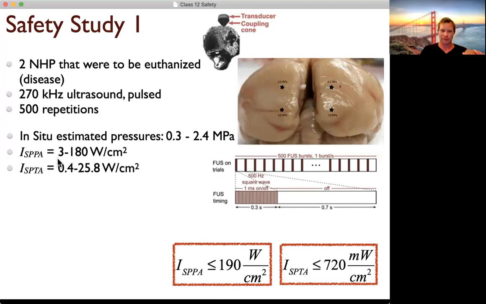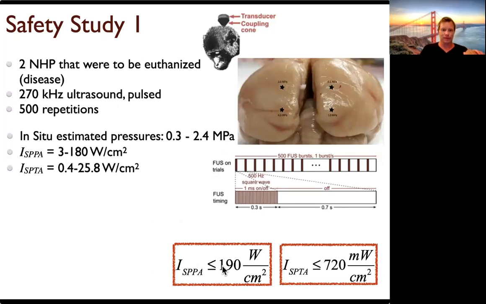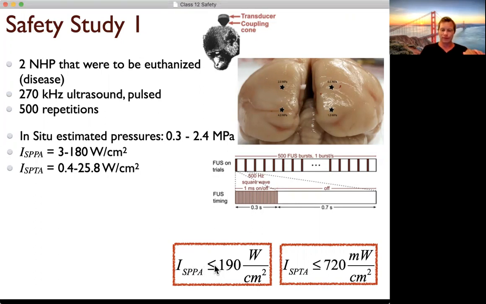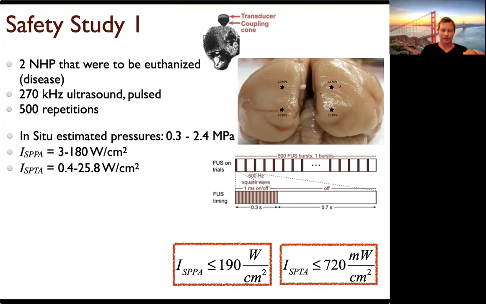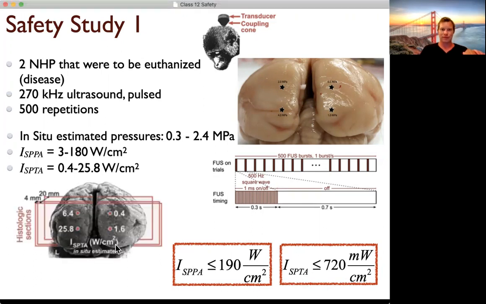Now, for the ISPPA, we were within the FDA limit. For the ISPTA, we were above that limit. So in some ways, it's nice to go above the limit so that you could really push it and say, well, we didn't see anything when we really pushed it. So therefore, if we had been at the limit, we wouldn't have seen anything either. So what did we see?